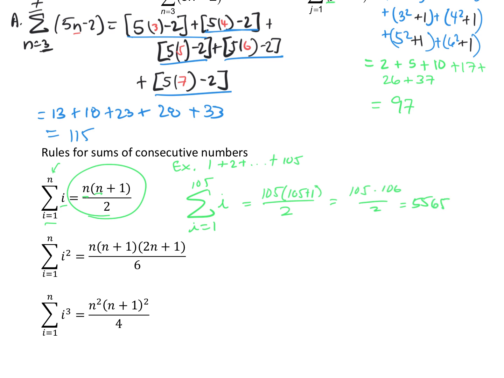Okay. Now the next rule is for consecutive squares. You would put that in there and find that out. And this would be cubes. It has to be the sum of cubes. Okay. So then this is the cubes.